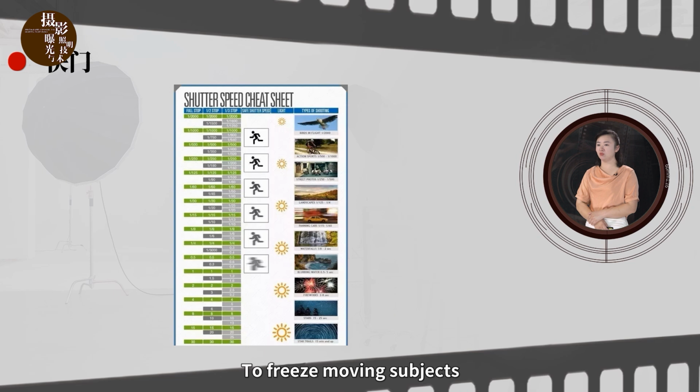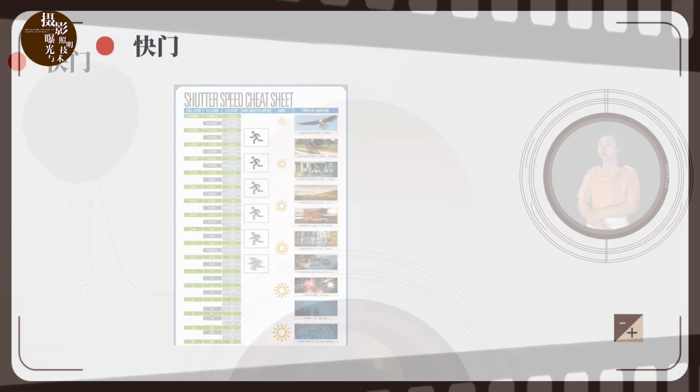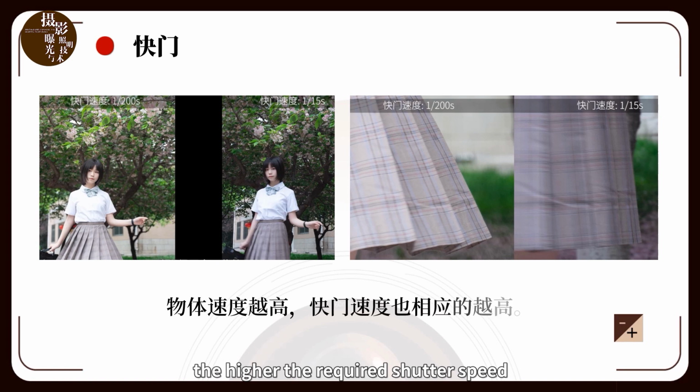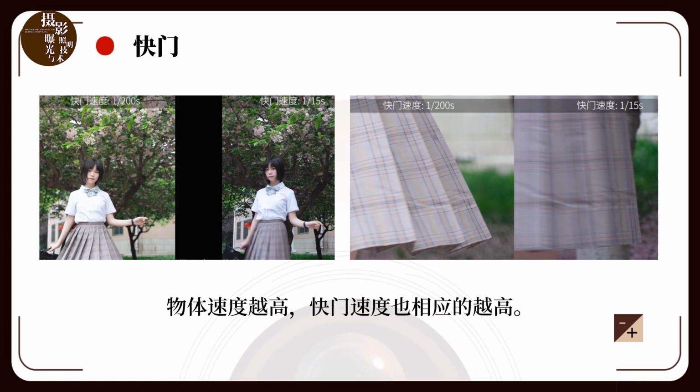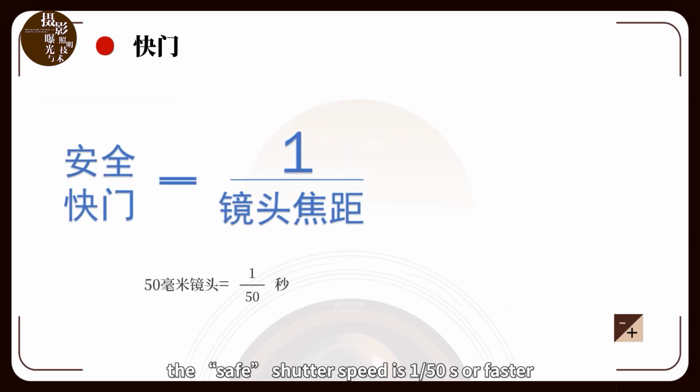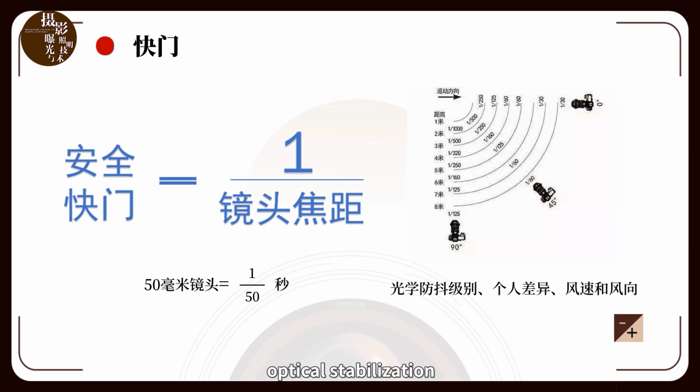To freeze moving subjects, we need a sufficiently high shutter speed, otherwise we record motion blur. The faster the subject, the higher the required shutter speed. For a 50mm lens, the safe shutter speed is 1/50th second or faster, though this is only a rule of thumb. Optical stabilization, personal steadiness, wind, and other factors alter it.